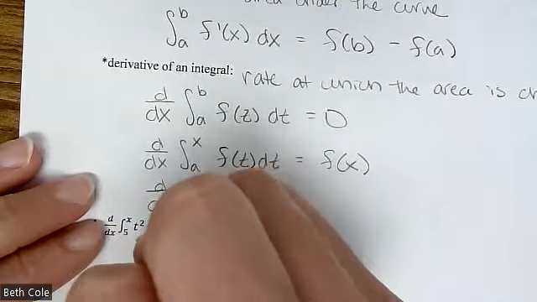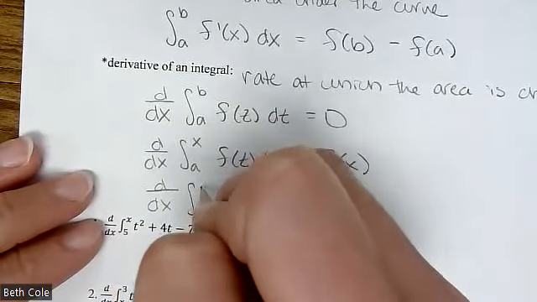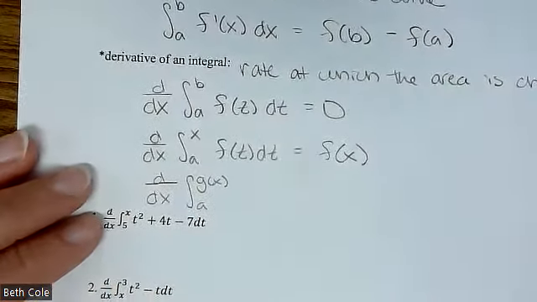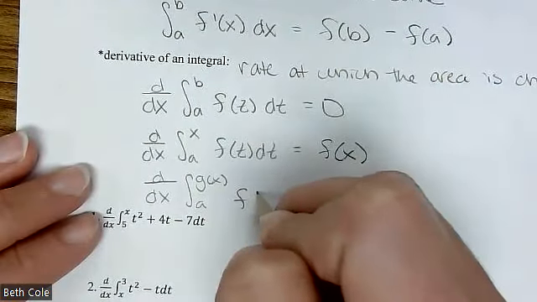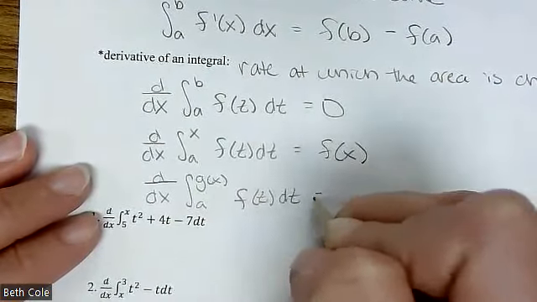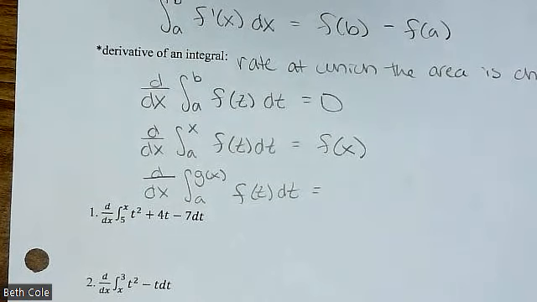All right, and then the last version of this is if instead of just plain x, I'm calling it g of x. And what I mean is there would be another function there. So instead of just x, it would be like 4x squared, or square root of x, or sine of x.